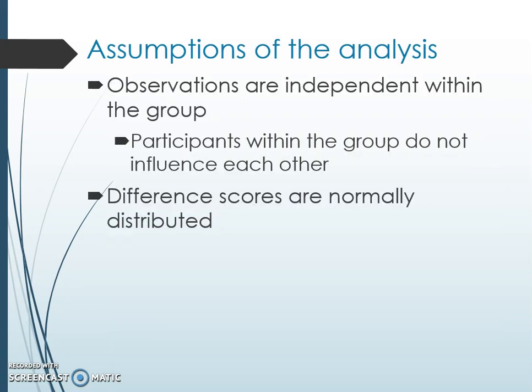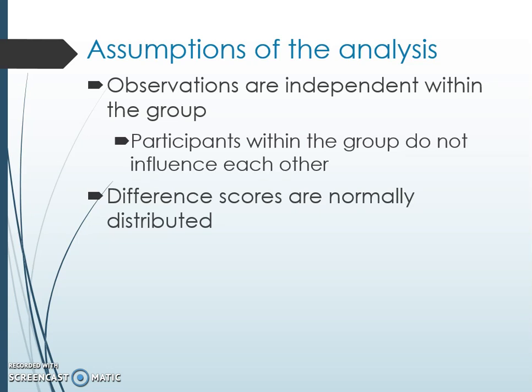So as we said before, any type of inferential statistical analysis is based on some sort of assumptions. And so there are 2 main assumptions for the dependent samples t-test. The first one is that the observations are independent within the group. So you've got a group of individuals, pre-test, post-test, so the assumption would be that kids aren't cheating off one another, or they didn't influence each other to answer in a certain way on a survey. And so that's the first assumption.